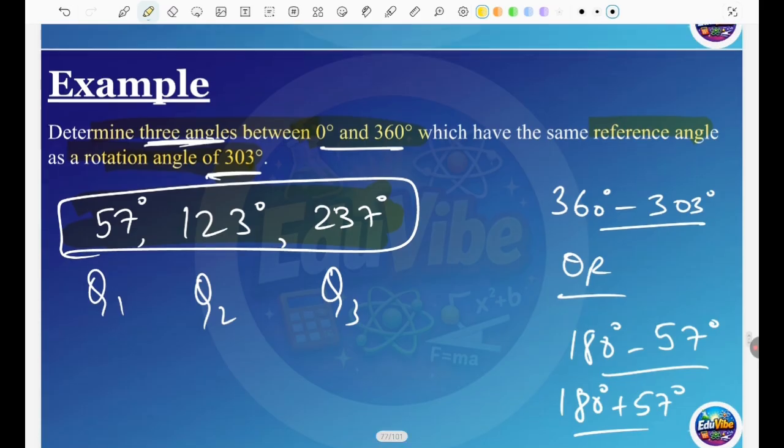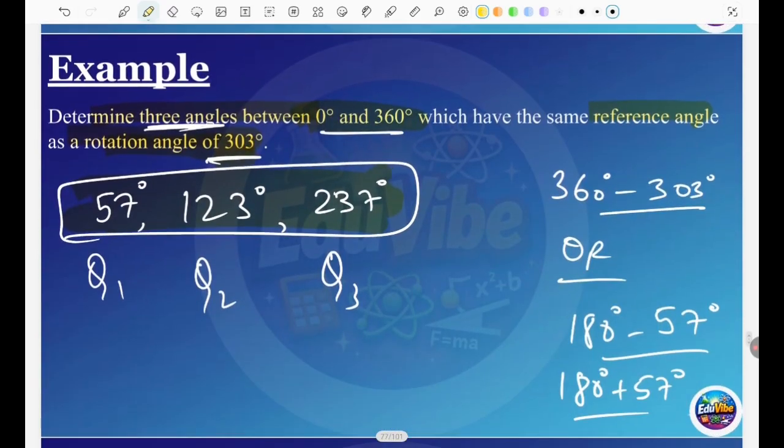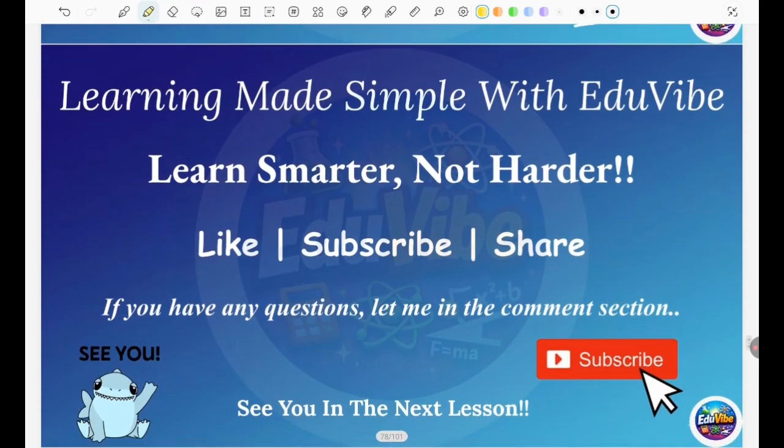So that's the whole thing you have to do with the reference angle and standard position. You just have to know how we can go from reference to standard or standard to reference. We will use these things in the upcoming lessons. So you have to be strong in that skill, or you can say that method. It's very important. So that's all for this lesson.